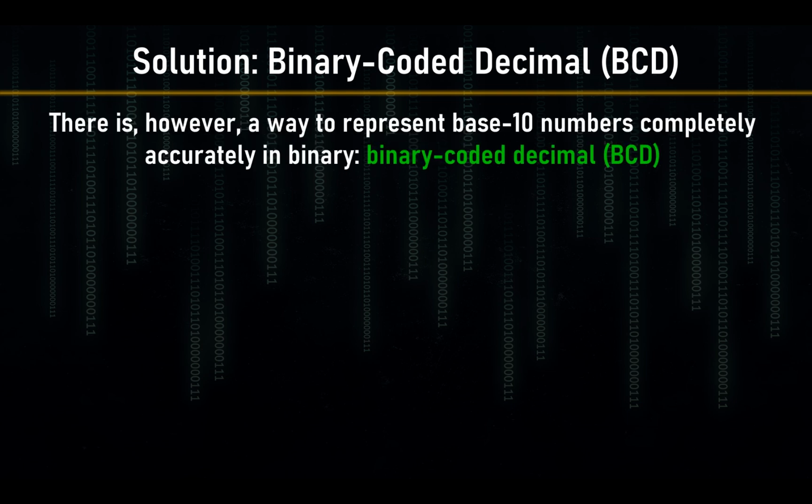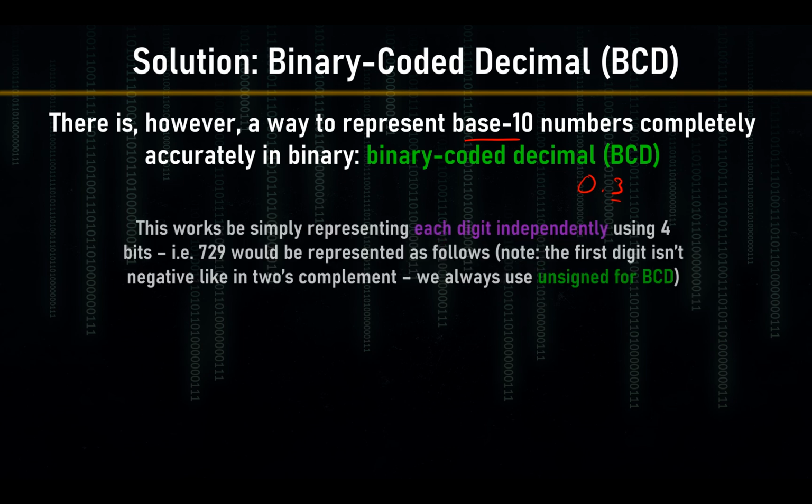But if we're just looking at accurately representing base 10 in binary, then that's how we can use BCD. So if, for example, we want to represent 0.3, which of course we can represent in denary, then we're going to use BCD to accurately represent this in binary.